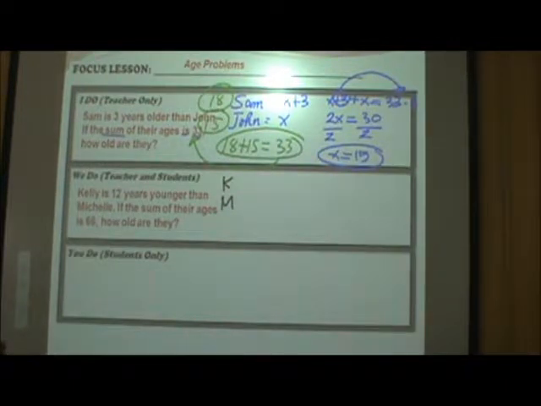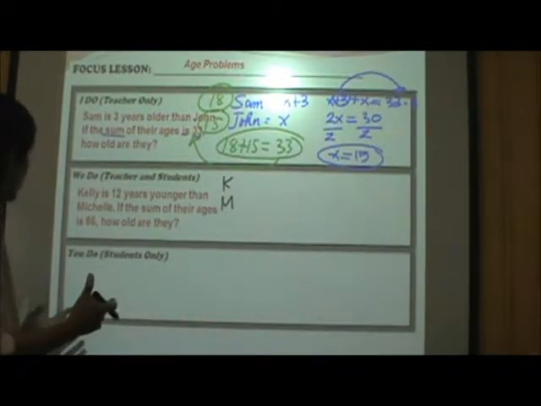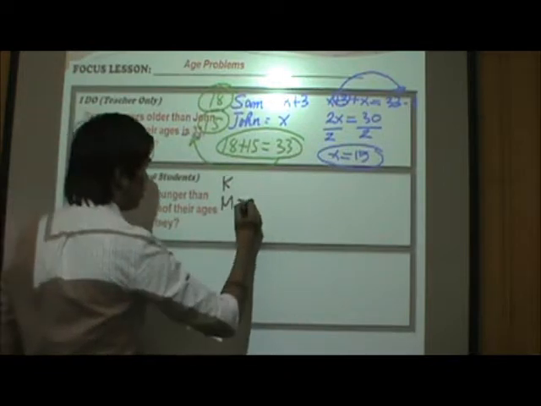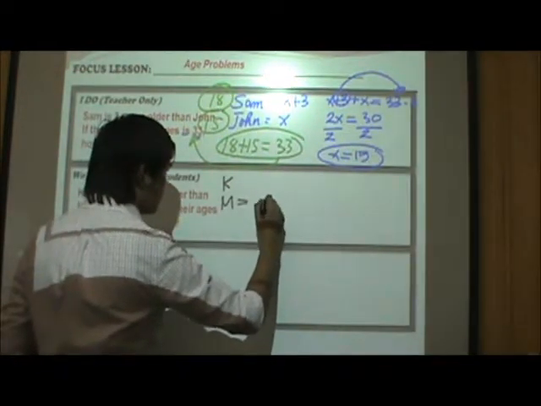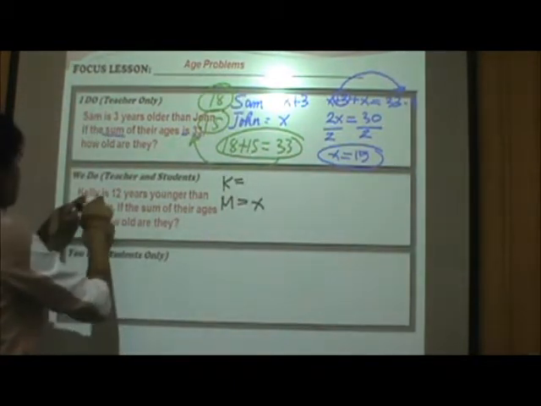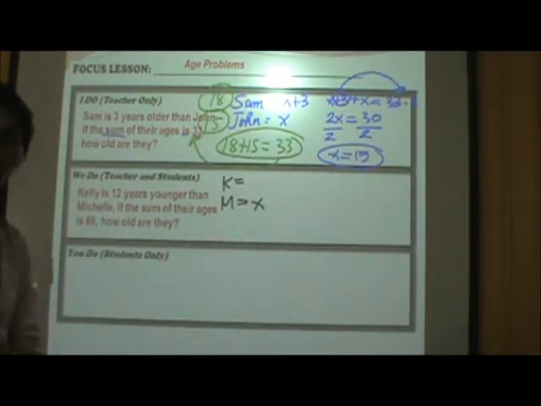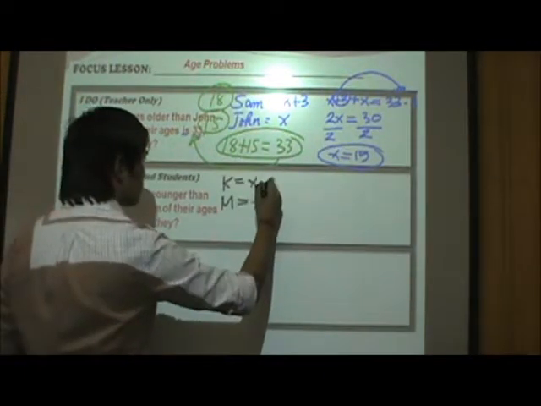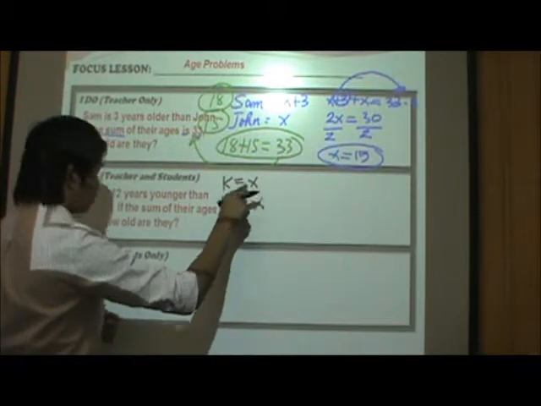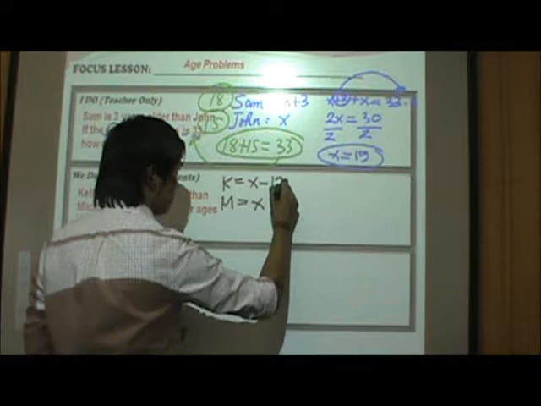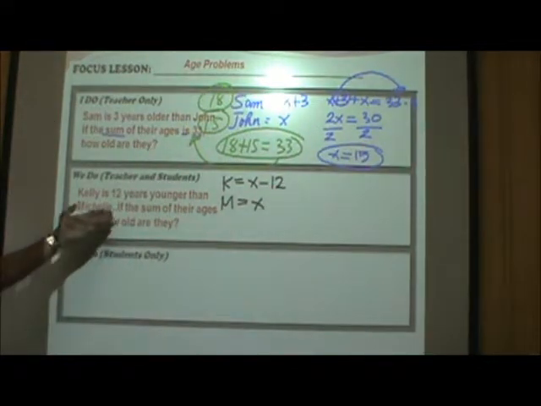Now Kelly is 12 years younger than Michelle, but the problem is, do we know how old Michelle is? No, we don't. So Michelle is X years old, while Kelly is 12 years younger than Michelle. That means it will be X, because Michelle is X years old and Kelly is 12 years younger. So I'm going to make it minus 12.